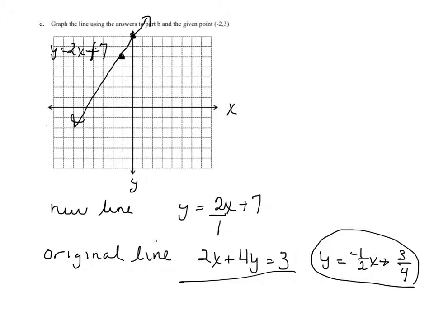So we're going to start at 3/4 on the y-axis, which is right here, and we're going to go down 1 and right 2, and just graph it right there. It's not going to be that precise, but it's good enough. So now we're going to draw that line, and this is the line 2x plus 4y is equal to 3. And then graphically you can see that these two lines are perpendicular.